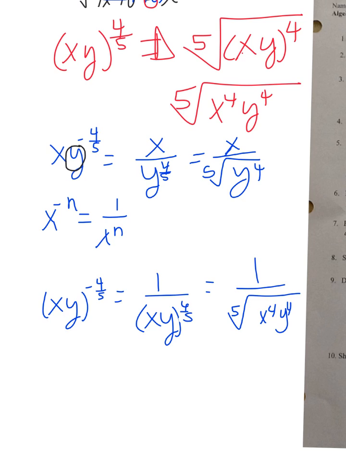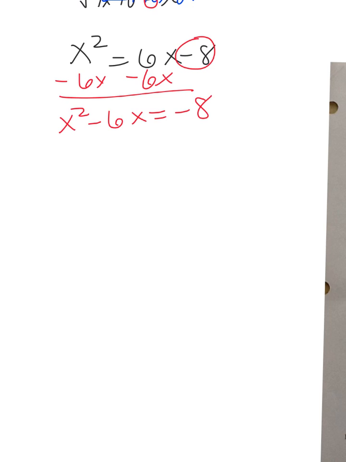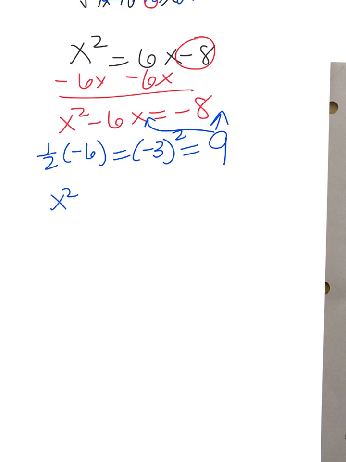All right, let's take a look at 4. Okay, so 4 says solve by completing the square. When we complete the square, we want it to equal the constant. So I have to subtract the 6x. So I get x squared minus 6x is equal to negative 8. Now I'm going to do half of b, which is negative 6. Half of negative 6 is negative 3. Squared is positive 9. Add that to both sides. So I get x squared minus 6x plus 9 is equal to negative 8 plus 9. Negative 8 plus 9 is positive 1.